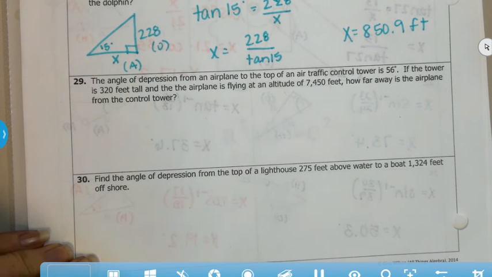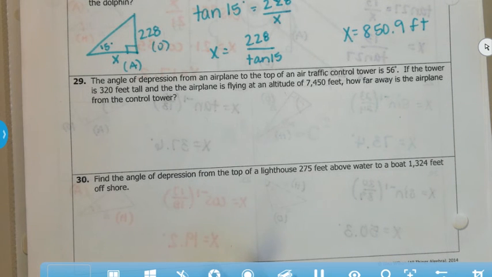On 29, you are all on your own. Go ahead, draw that picture and solve for how far away the airplane is from the control tower. Solve for that now.